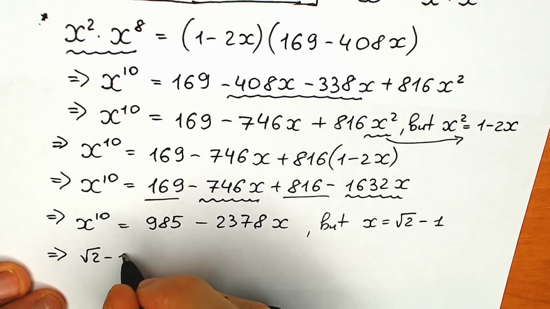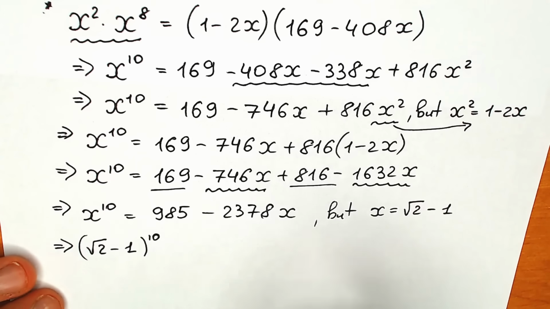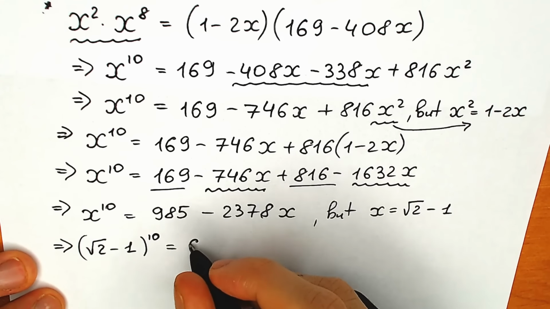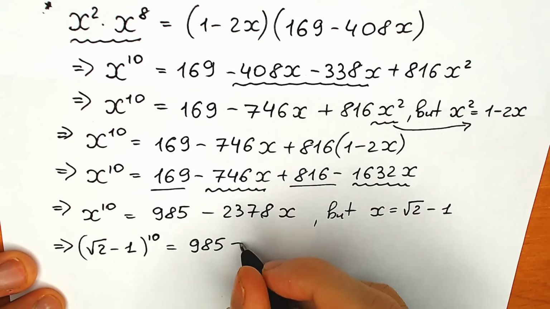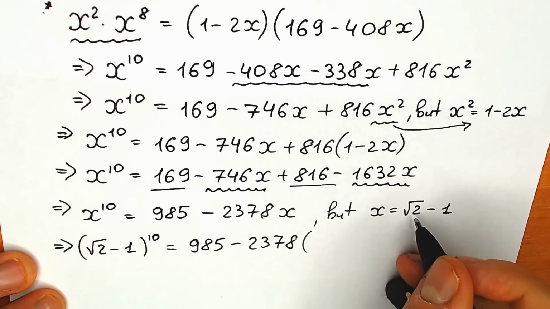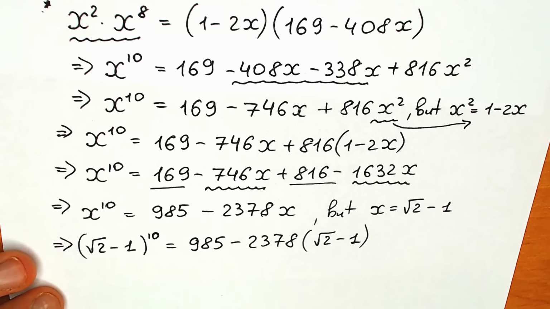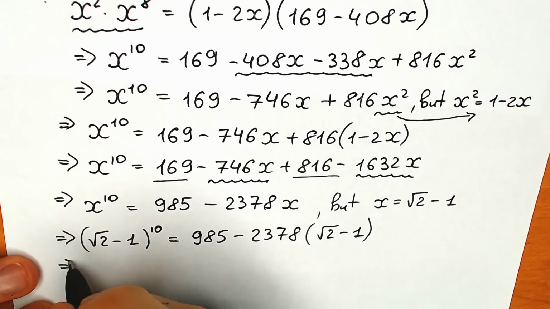So (√2 − 1)^10, exactly the expression that we need to solve for, equals 985 minus 2378 times (√2 − 1), instead of this x, √2 minus 1. Okay, from here, what do we have?